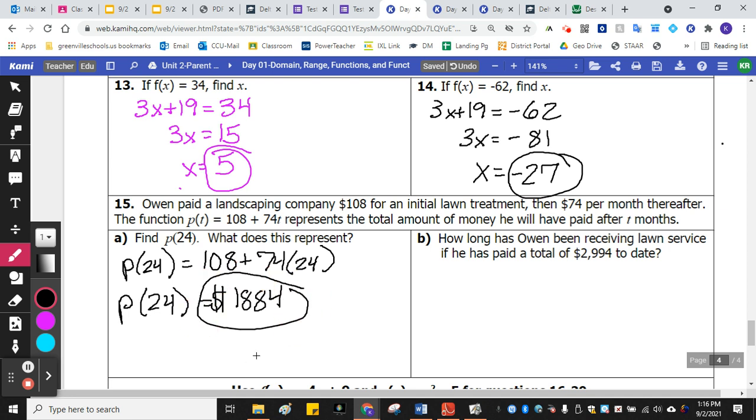If you have this landscaping company at your house for 2 years, it's going to cost you $1,884 for 2 years. How long would it take for $2,994? Am I plugging that number in or setting my equation equal to it? Equal to it, because we're trying to solve for t. We're trying to find out how much time. We know it's over 24 months.